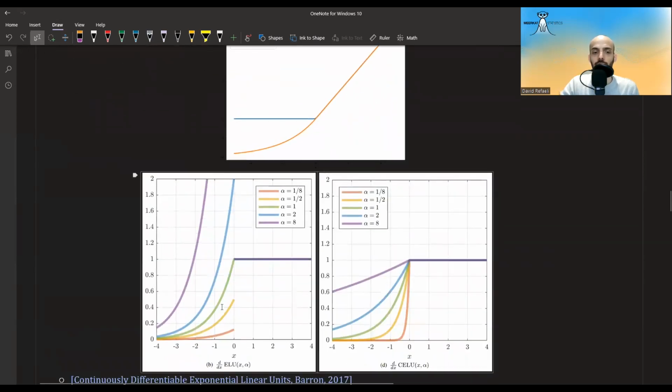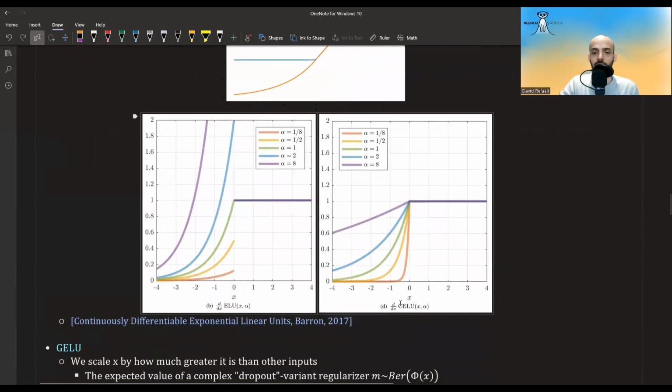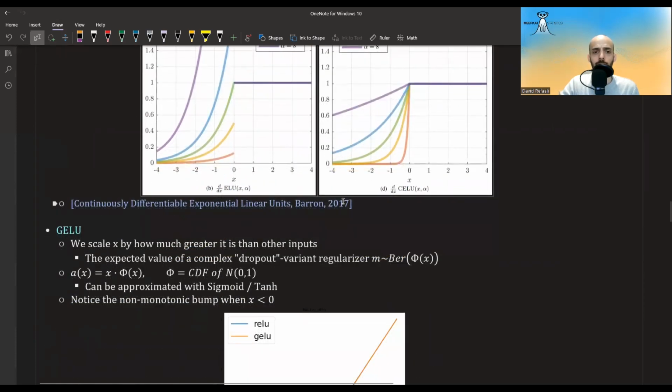So here we have the derivative of the ELU function. We see that except for alpha equal 1, there's a jump in the derivative. And here we have the derivative of the CELU function. Here we see that no matter what the alpha is, the derivative is always continuous at this point. And this is from this very short paper by this guy over here.